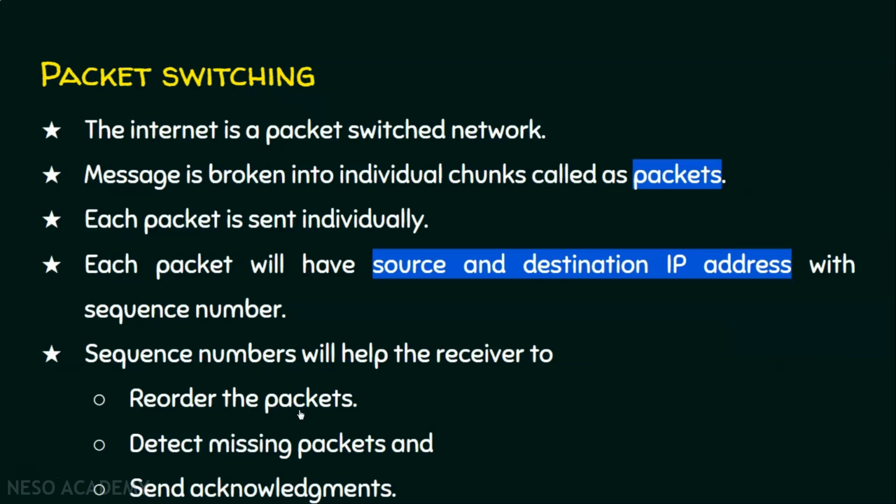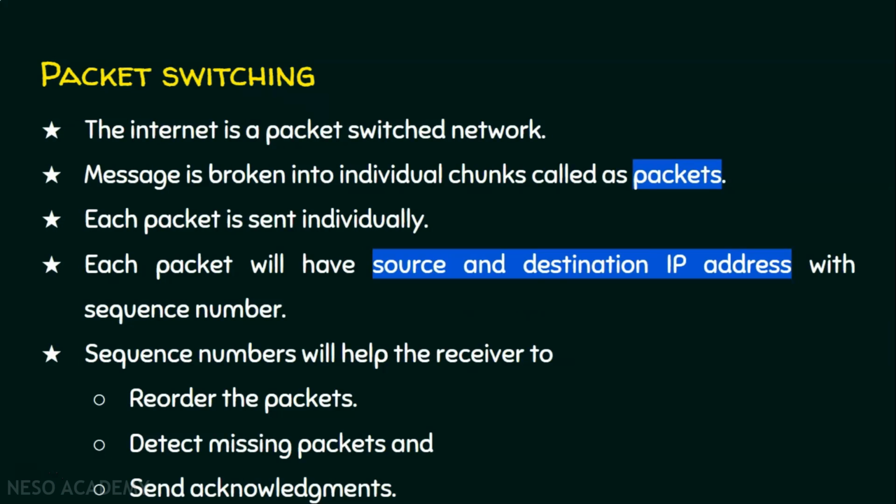Also, if any packet is missing, this sequence number will help to detect the missing packets. At the same time, this sequence number will help the receiver to send acknowledgement. Say for example, if packet number 5 is received, it will send an acknowledgement to the sender that packet number 5 is received. In case packet number 6 is not received by the destination, it will not send any acknowledgement to the sender. So the sender will wait for this acknowledgement for a certain period of time. If no acknowledgement is received for packet number 6, it understands that the packet may be lost, so it retransmits that packet. Sequence numbers will help the receiver to reorder the packets, to detect missing packets, and send acknowledgements.